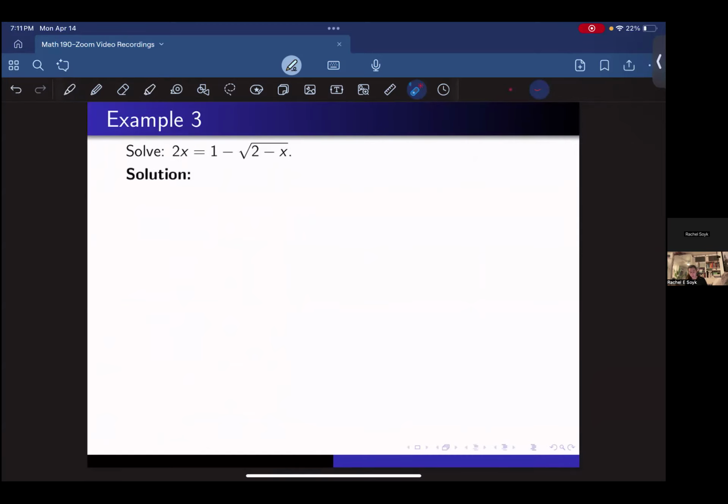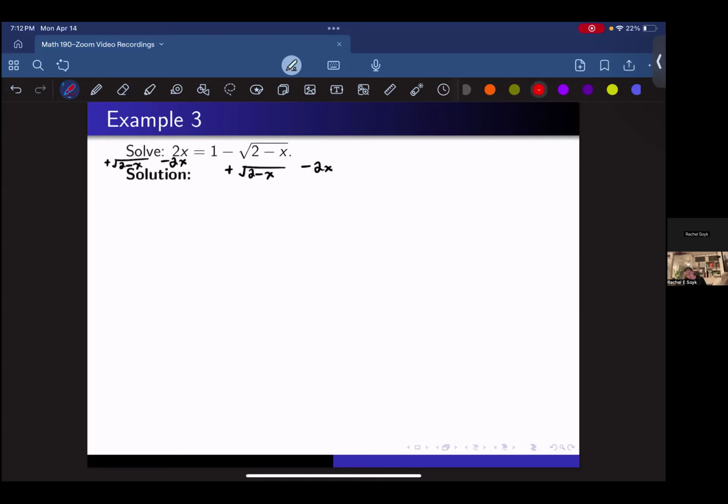Let's move on to example 3. Again, our objective first is to get that root all by itself. So what I'm going to do is first subtract 2x from both sides, and then add the square root of 2 minus x to both sides.